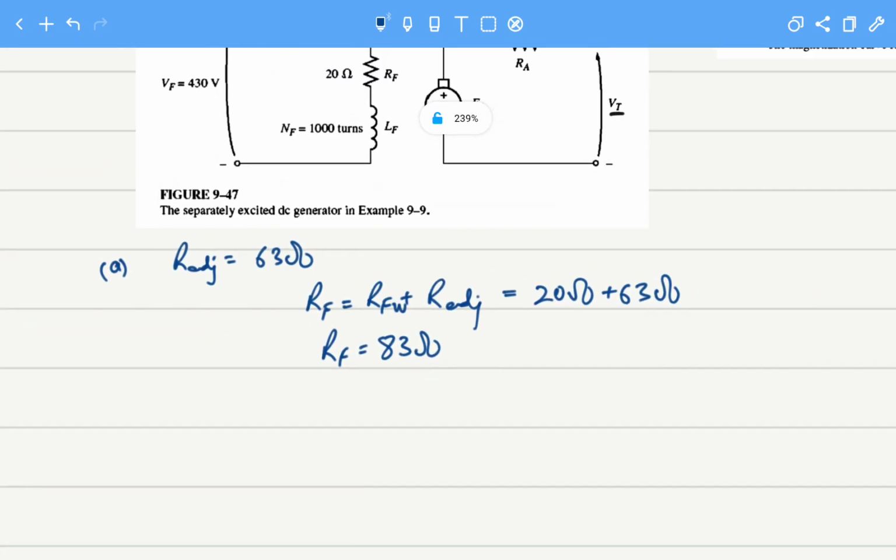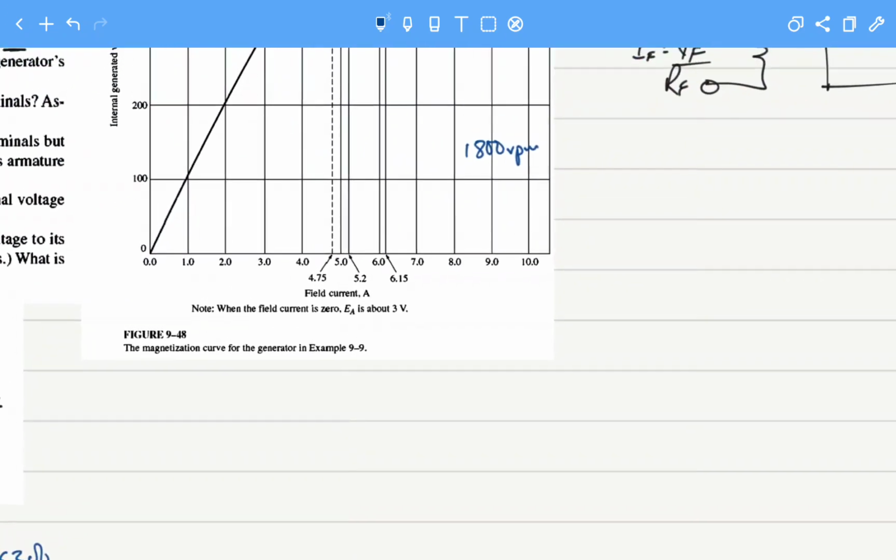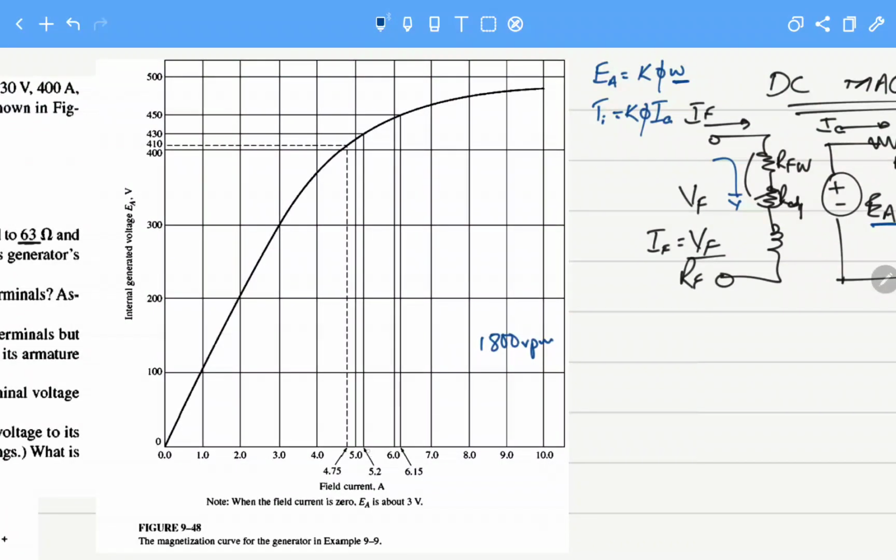So how much current will be flowing when we have adjusted this? We have to calculate this current IF. We know the field winding voltage. So the field current that will be flowing in this case will be VF over RF, that is 430 volts divided by 83, and it will equal 5.2 amperes. So IF equals 5.2 amperes. And the question they are asking now is, how much is the internal voltage? So automatically you will say, okay, for 5.2 amperes, the field current I have calculated is 5.2 amperes.